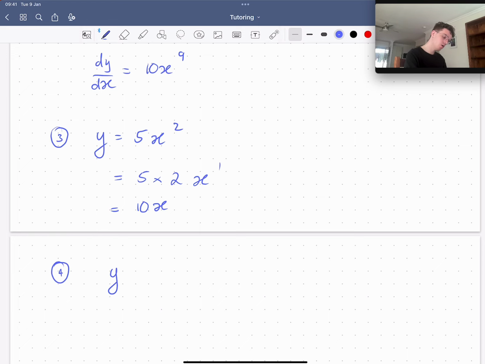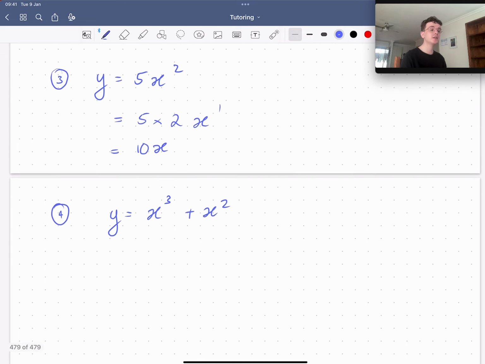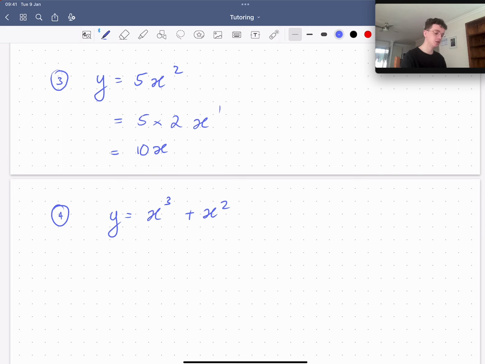Question number 4, y is equal to x cubed plus x squared. This one, we can basically split it up into 2 questions. dy dx, we just treat it individually. This is another one of the results of the fundamental theorem of calculus. We can just differentiate these individually. So here we have 3x squared, subtract 1 from the power, plus 2x.